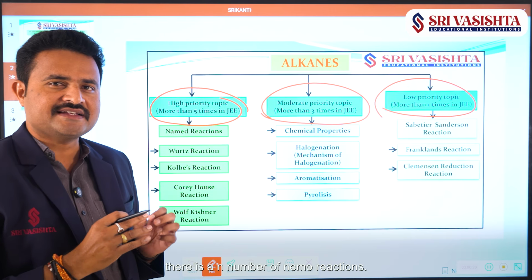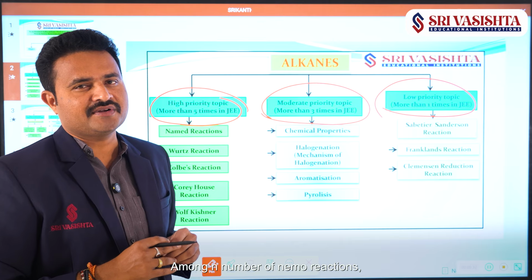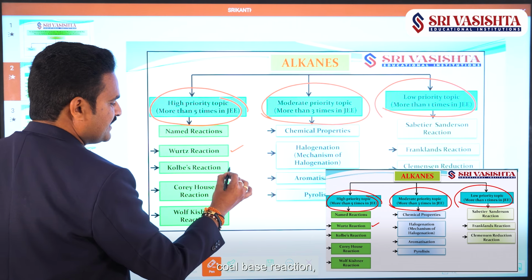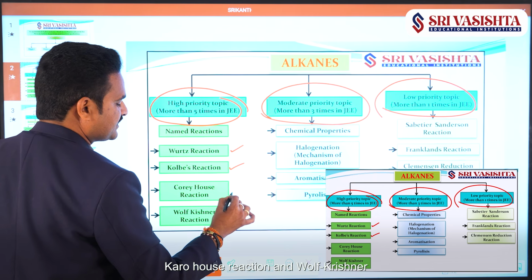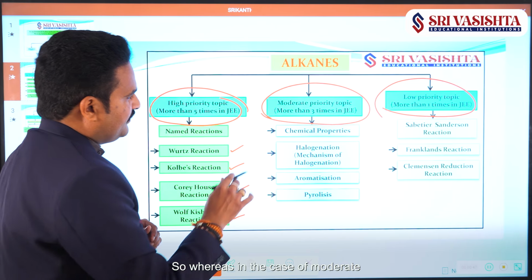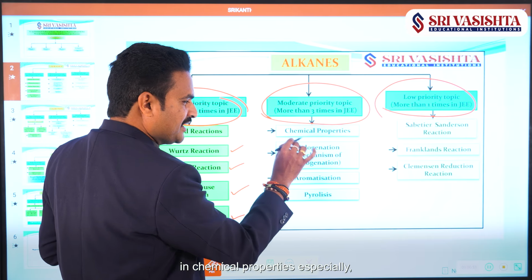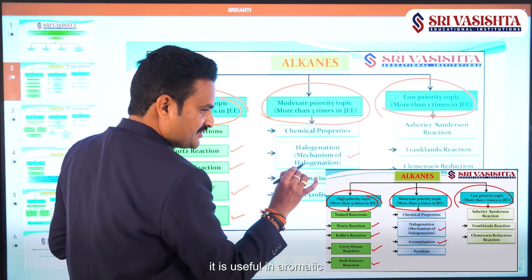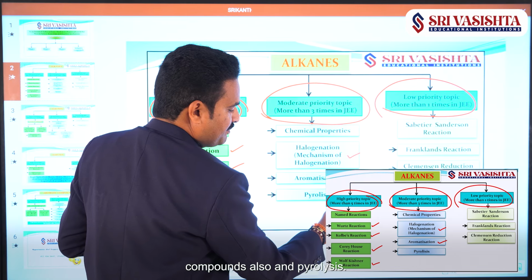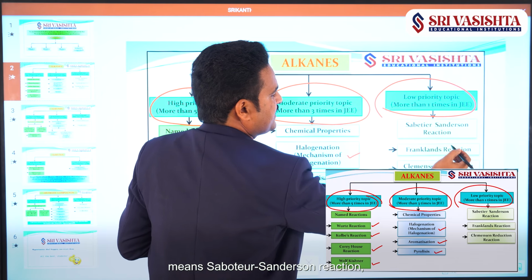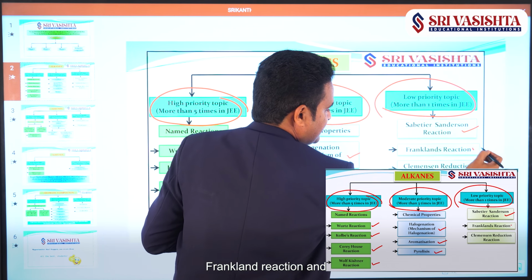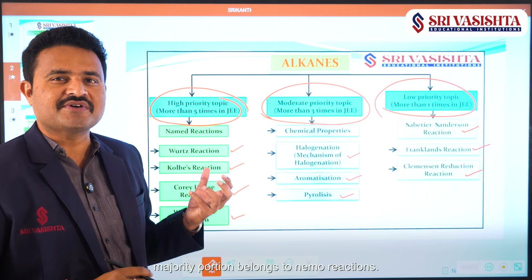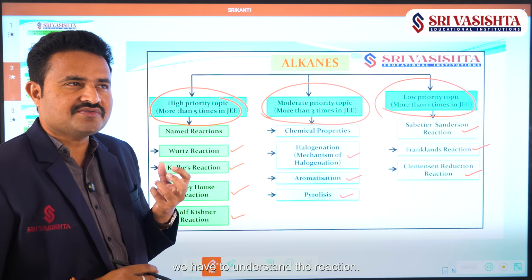Generally, in alkanes there are n number of named reactions. Among them, the important high priority named reactions are especially Wurtz reaction, Kolbe's reaction, Kolbe's electrolysis, also Corey-House reaction and Wolff-Kishner reaction. In the case of moderate priority topics, in chemical properties especially, halogenation, very importantly the mechanism of halogenation, and aromatization, which is useful in aromatic compounds also, and pyrolysis. Low priority means Sabatier-Senderens reaction, Frankland reaction and Clemmensen's reaction. You observe one thing: in alkanes the majority portion belongs to named reactions. So by listening to the named reaction, we have to understand the reaction.